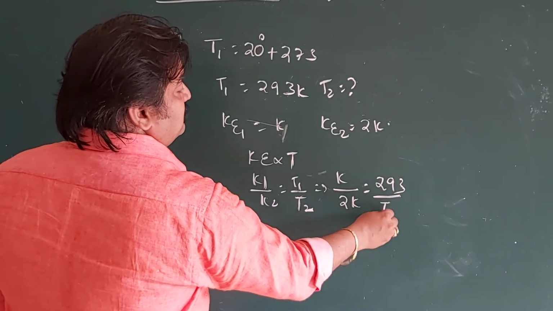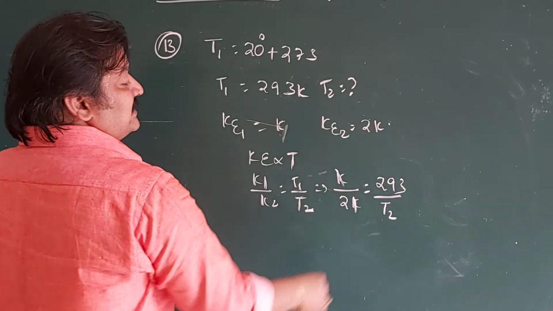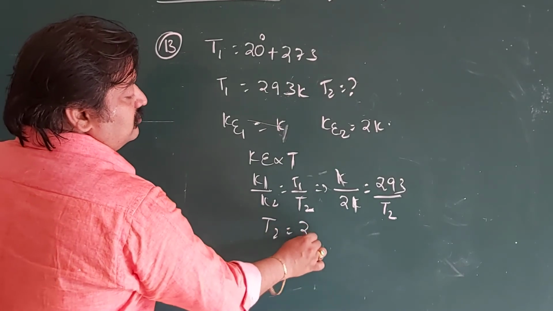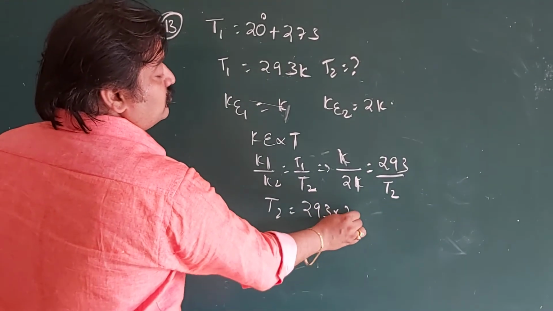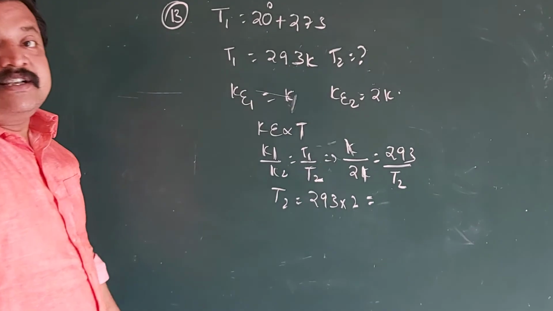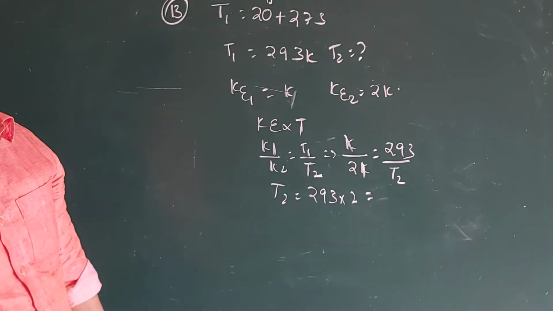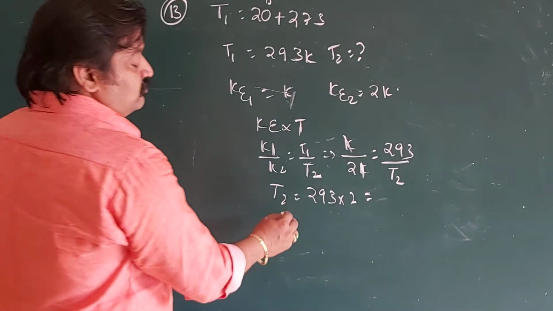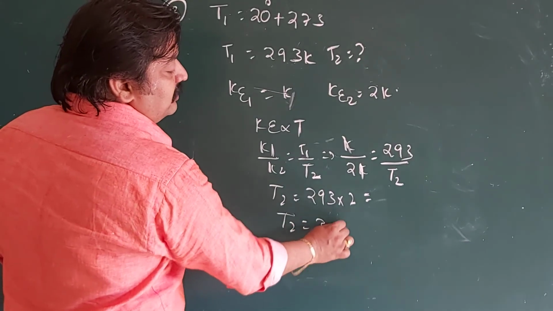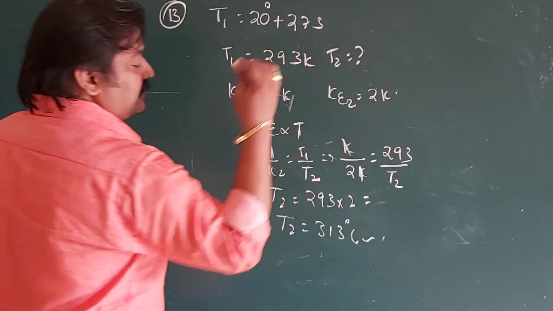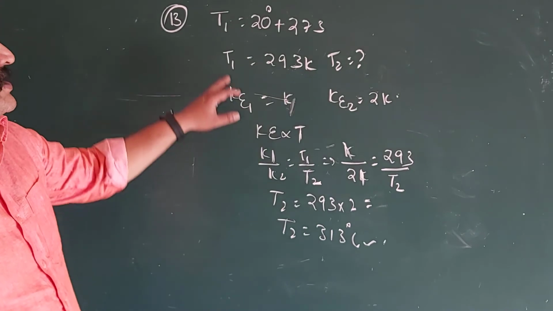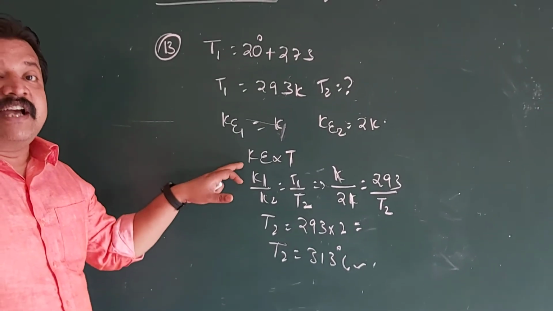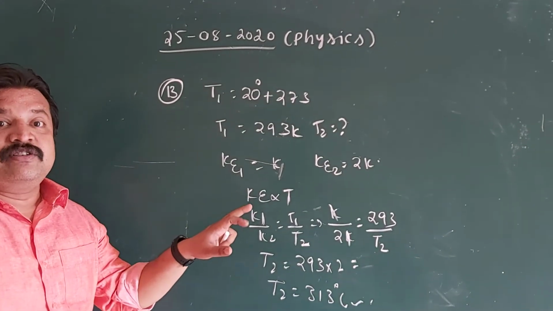T2 is nothing but what we should find. Now K gets cancelled. T2 is equal to 293 into 2, and you are going to get that net answer. Then you convert from Kelvin to Celsius, and it will become 313 degrees Celsius. So this option is correct. We know very well that kinetic energy is directly proportional to absolute temperature.